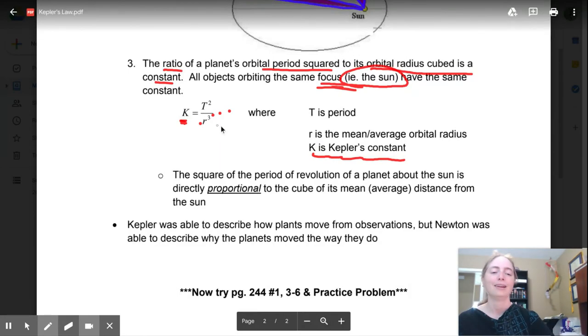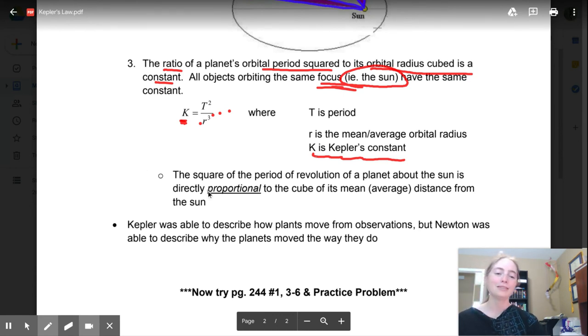Okay. So ladies and gentlemen, however, our moon is not orbiting the sun. Our moon's orbiting Earth. So that means that our moon and any of the other artificial satellites that are spinning around our planet, like for GPS, for example, or satellite TV, you name it, all of those guys will have the same value, the same Kepler's constant.